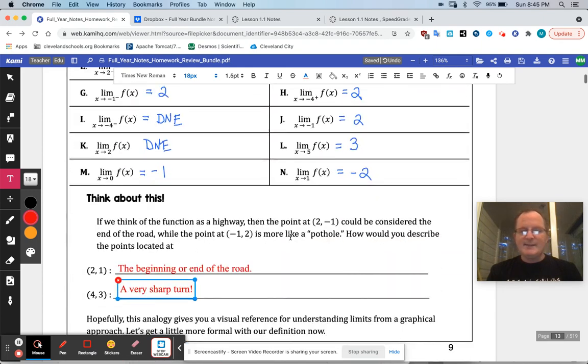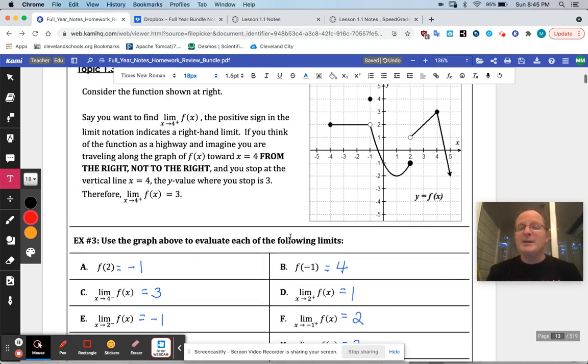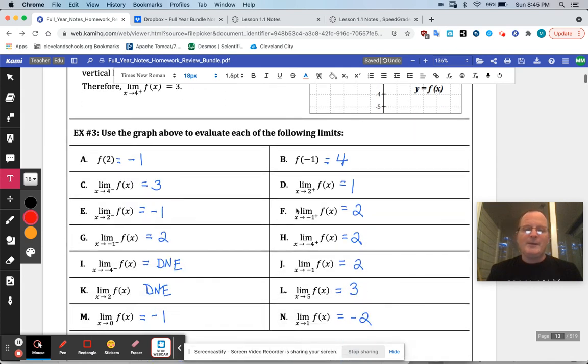Okay, that's it for example 3. Some of these questions right here, not the function value ones, the limits, are guaranteed AP questions. Guaranteed.